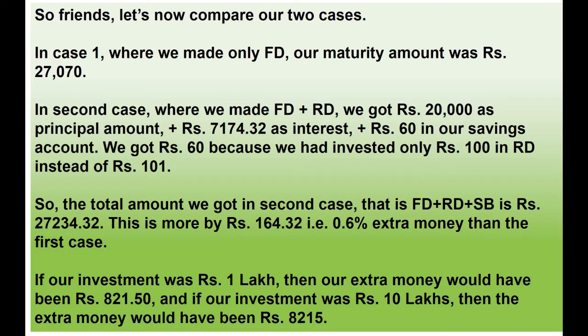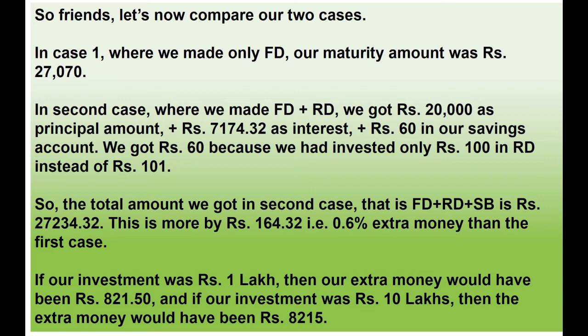So friends, let's now compare our two cases. In case 1, where we made only FD, our maturity amount was 27,070 rupees. In second case, where we made FD plus RD, we got 20,000 rupees as principal amount, plus 7,174 rupees and 32 paise as interest, plus 60 rupees in our savings account. We got 60 rupees because we had invested only 100 rupees in RD instead of 101 rupees.